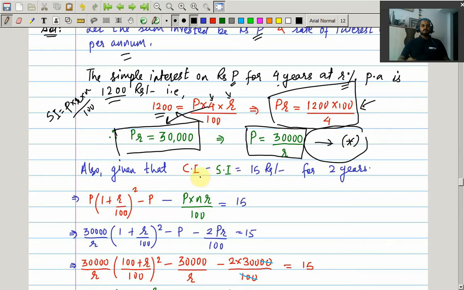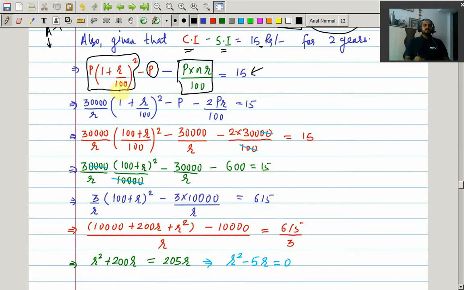Also given is the difference between compound interest and simple interest. We know that compound interest is greater than simple interest, that's why I have taken CI first, and the difference is 15 rupees. So from the formula of compound interest, which is amount minus principal, the amount formula is this. This whole thing is the amount, and this is P. So this red thing is compound interest, minus this green thing, which is simple interest, is 15 rupees.